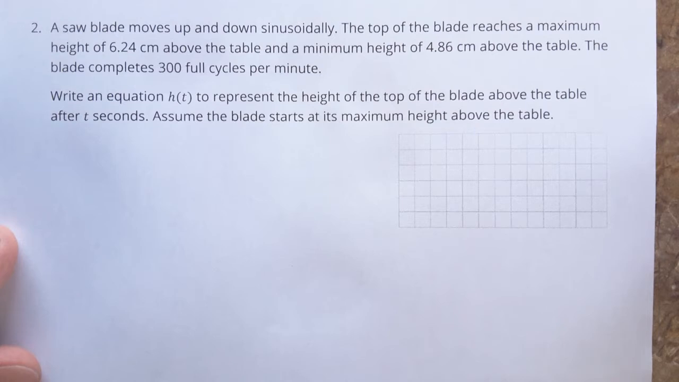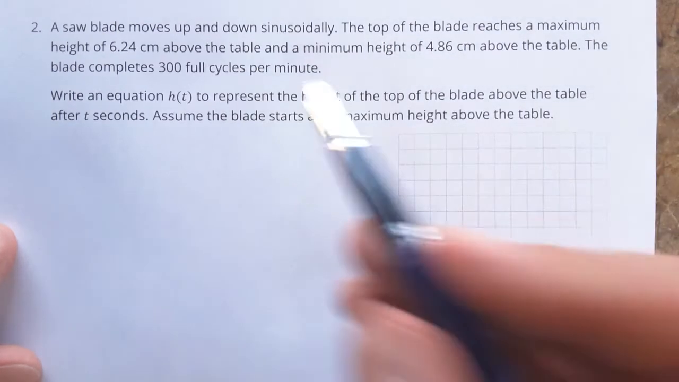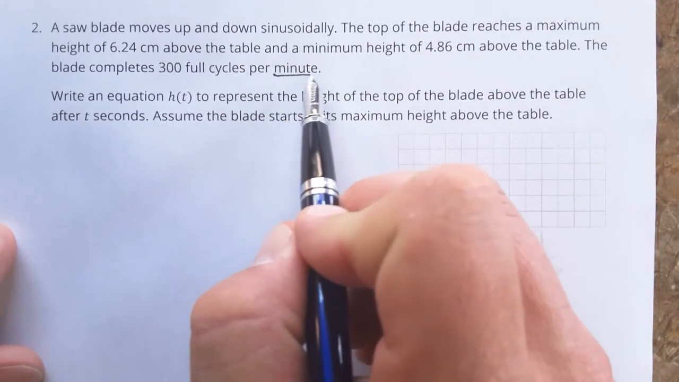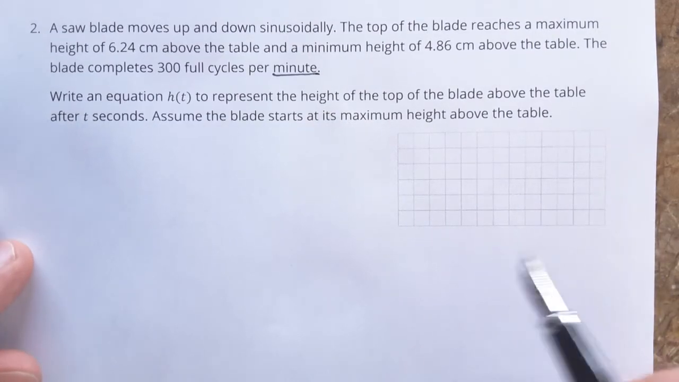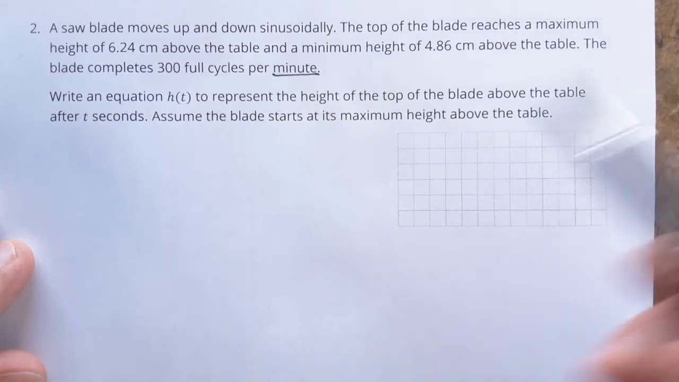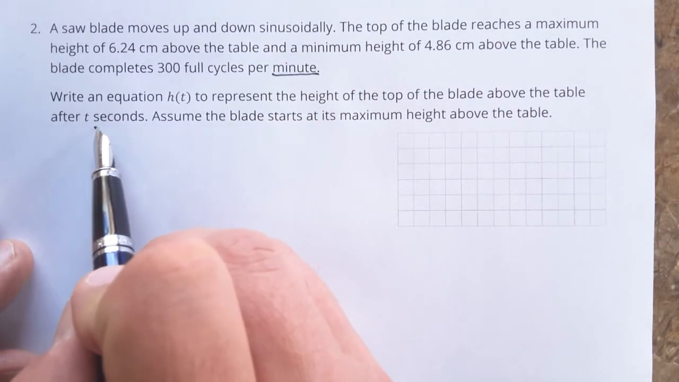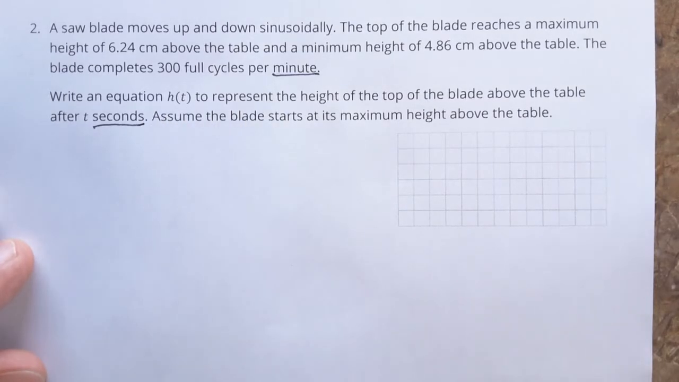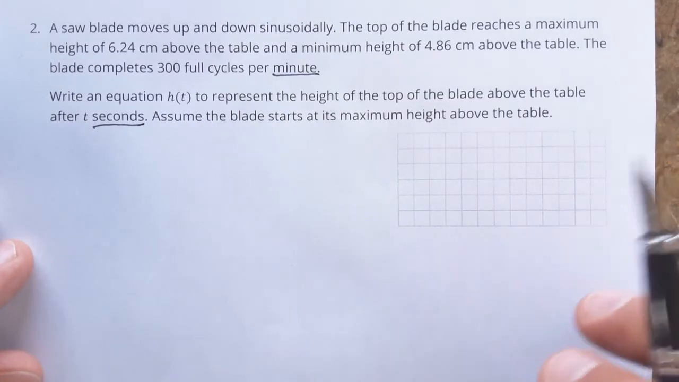The top of the blade reaches a maximum height of 6.24 centimeters above the table and a minimum height of 4.86 centimeters above the table. The blade completes 300 full cycles per minute. Write an equation, h of t, to represent the height of the top of the blade above the table after t seconds. Notice the unit change here. And assume the blade starts at its maximum height above the table.